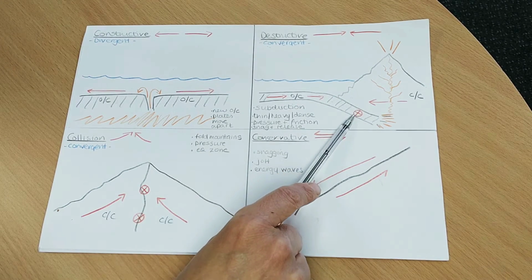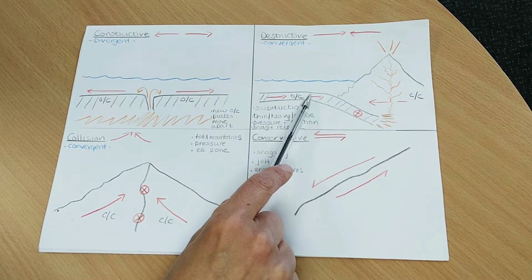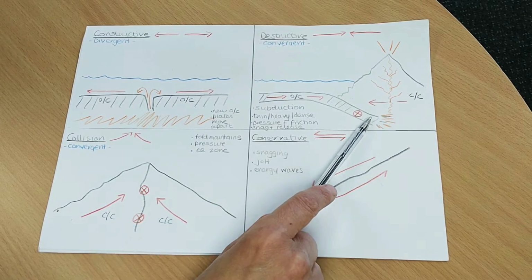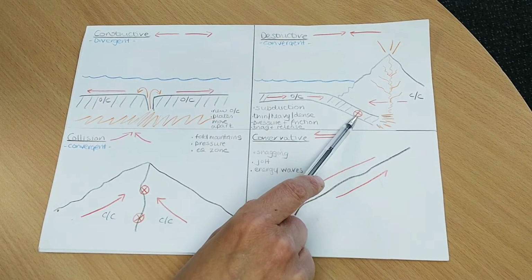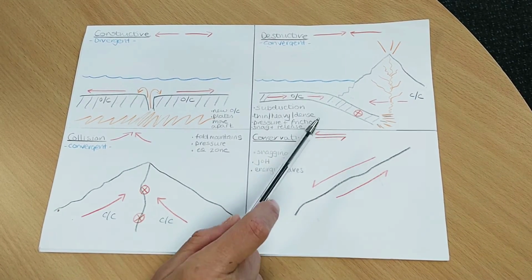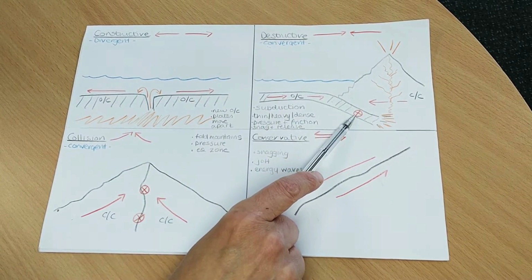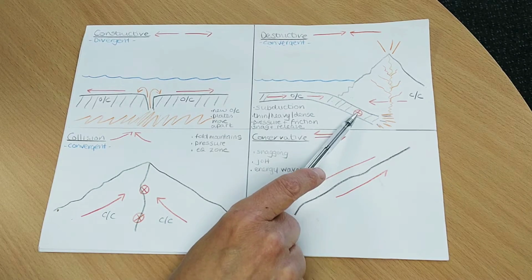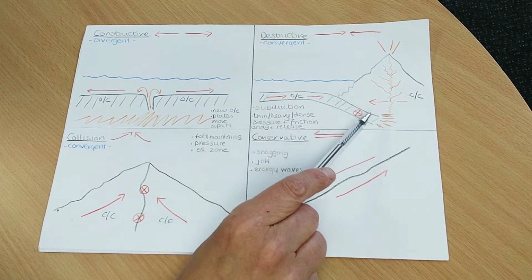Now, we also get earthquakes occurring here, and as you can see, as the ocean crust dives beneath the continental crust, we have a little red circle, which corresponds to the idea that we've got a pressure and friction increase. So pressure and friction build, that crust will kind of snag or get stuck as it's pushing down.